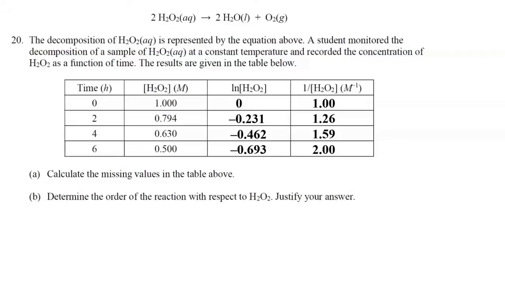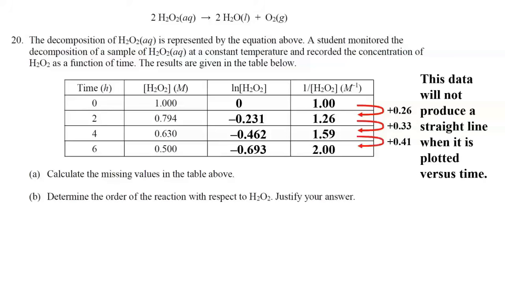So from 1 to 1.26, that's a difference of 0.26. When I go from 1.26 to 1.59, that's a difference of 0.33, so not exactly the same. And when I go from 1.59 to 2, that's a difference of 0.41. So this data in the far column, the reciprocal of concentration, will not produce a straight line when it's plotted versus time. Let's take a look at the natural log of concentration.